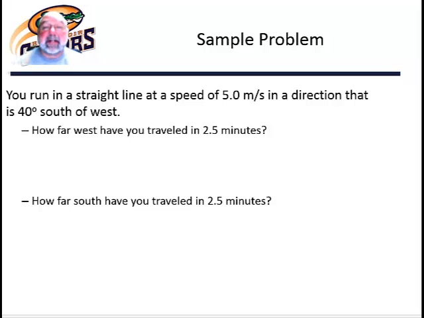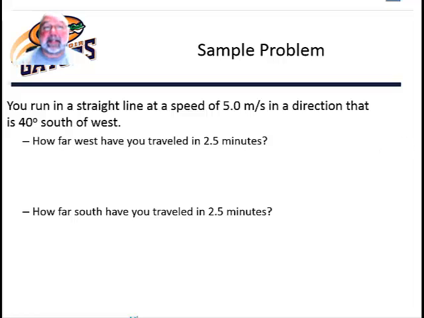Now, I have a sample problem here for you. We're running in a straight line at a speed of 5 meters per second in a direction that is 40 degrees south of west. The first question is, how far west have we traveled in 2.5 minutes? And the second question is, how far south have we traveled in 2.5 minutes? So first off, I'm going to sketch this a little. That gives me an idea of what's happening.